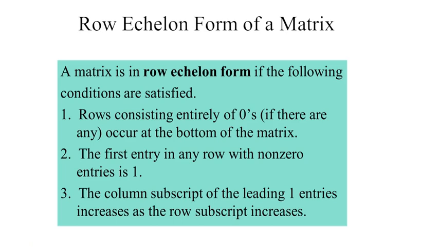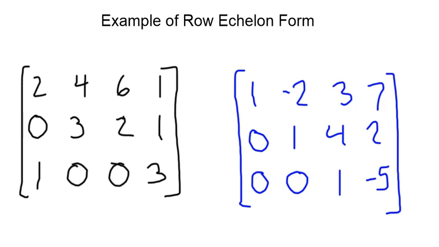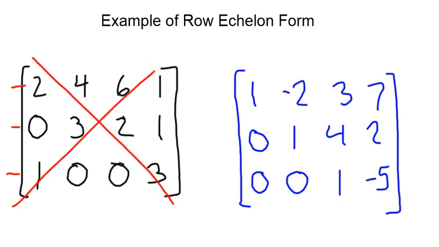Now we're going to go through an example where these three conditions will hopefully make a little more sense. Below we have two different matrices. The one on the left would not be a matrix in row echelon form because if we look at the leading entries in each row, they are not a 1. The leading entry in this row is a 2. The leading non-zero entry in this row is a 3. This row has a leading entry of 1, but all three of the rows need to have a leading entry of 1 in order to be in row echelon form. So this one will not satisfy that condition.